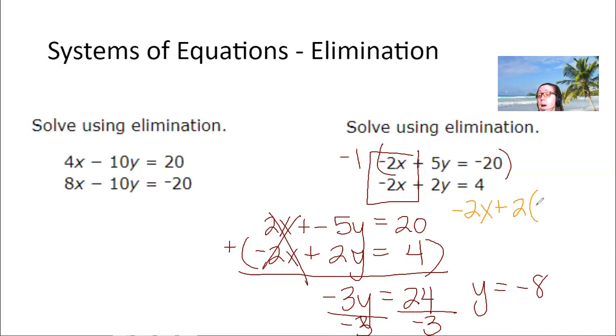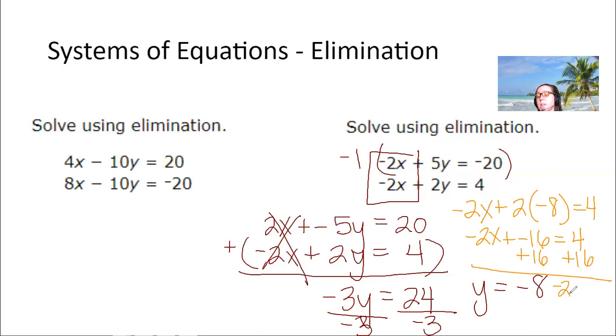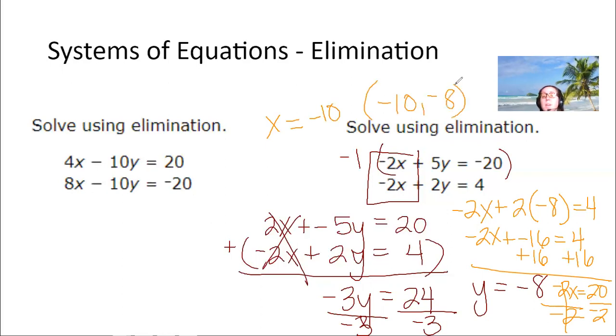Instead of y, I'm going to put in a negative 8 because I'm substituting that value in there. Now we're solving our two-step equation. I get negative 2x equals 20. Then we divide by negative 2, so we end up with x is equal to negative 10. So my solution for this system is negative 10, negative 8.